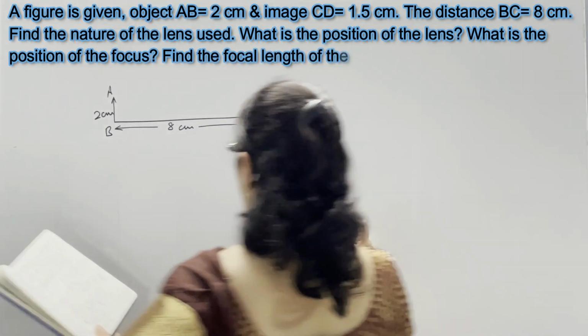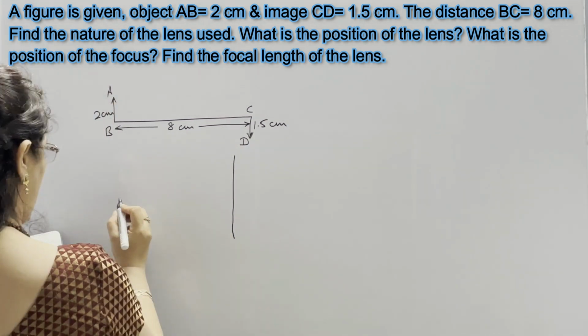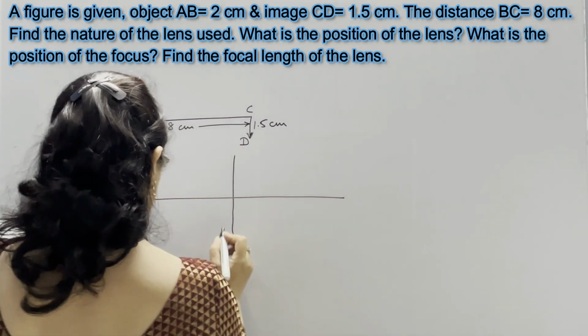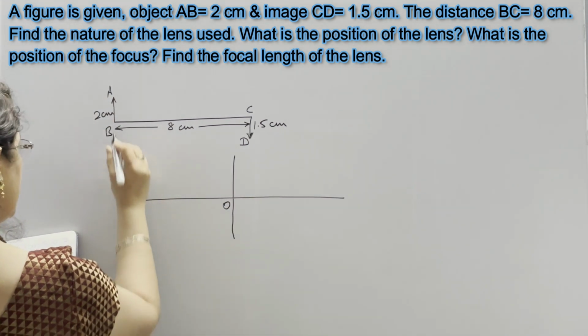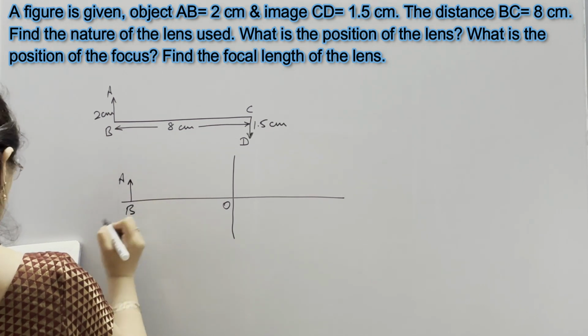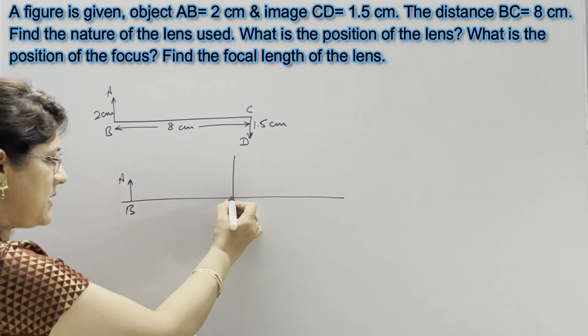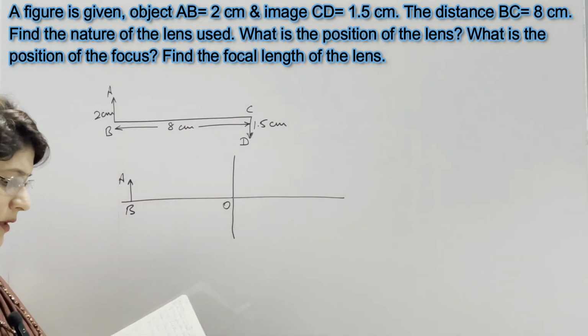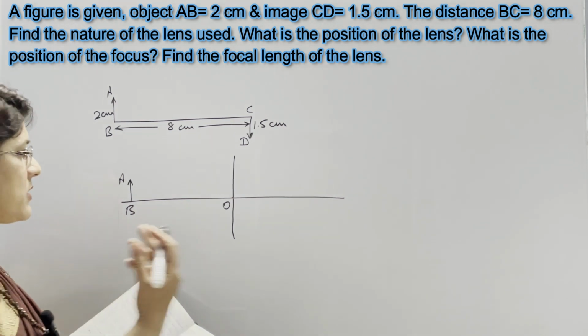Here we need to draw a ray diagram again. This is the position of the lens at point O, and here we are placing the object, which is this AB of 2 centimeter. Now the position of the lens is at point O. This is our second part. Third, position of the focus. Now the position of the focus is at point F.